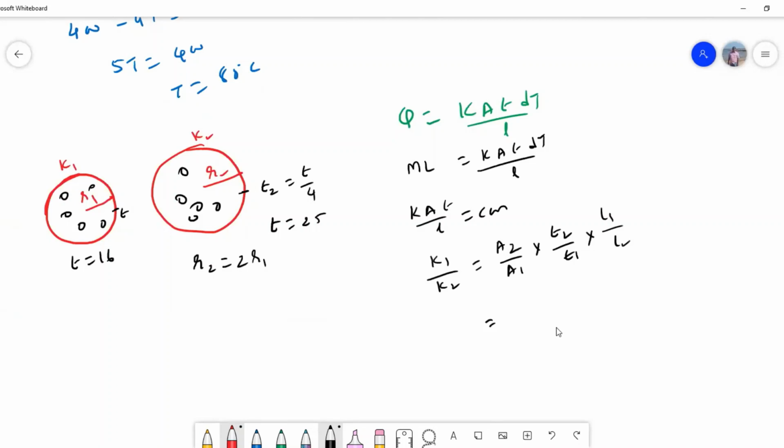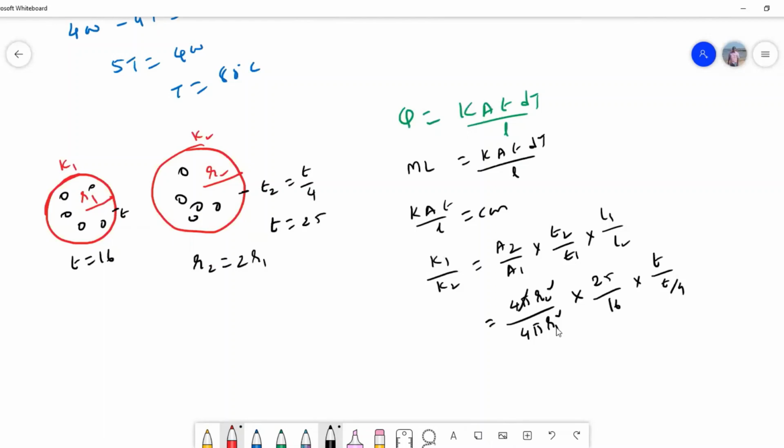What is the area of the second sphere? 4 pi R2 square by 4 pi R1 square, into T2, which is given as time. T2 is nothing but the time here, so 25 minutes, and T1 is given as 16 minutes. Here L is nothing but the thickness. L1 is T and this is given as T by 4.